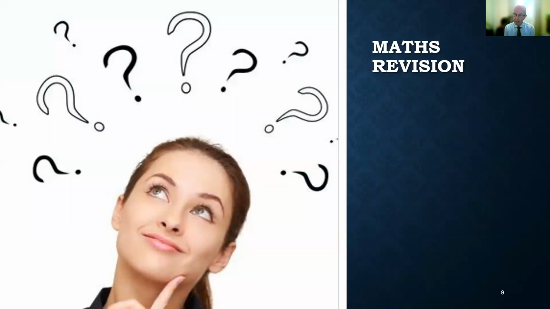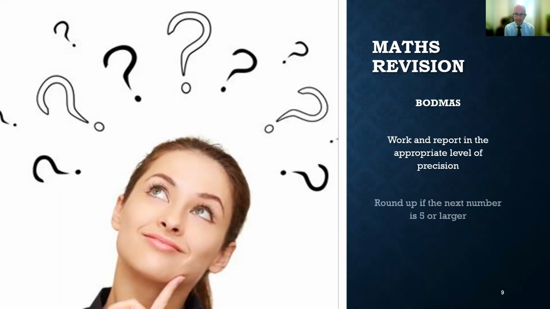Okay, so I hope you found this useful. Key things which I want you to remember. First one is BODMAS: brackets, order of, division, multiplication, addition, subtraction. Please do work and report in the appropriate level of precision. Round up if the next number is 5 or larger. Of course, remember to round down if the next number is 4 or smaller.